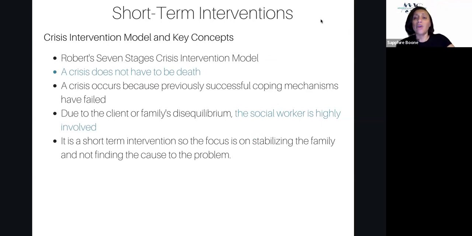And so with a crisis intervention, you are going to be highly involved. The client is going to be a little bit dependent on you because you're going to be giving them coping strategies and helping them quickly address their crisis. Stabilizing is really the focus. You are not going to be focused on really finding the root cause of the problem because it's short term. You don't have time for all of that, right?